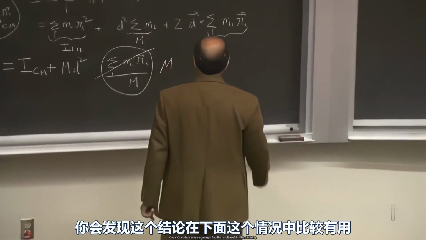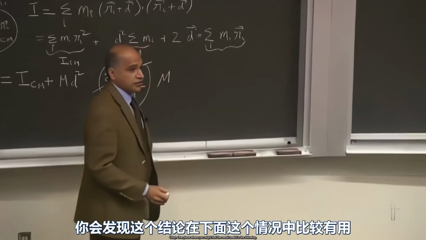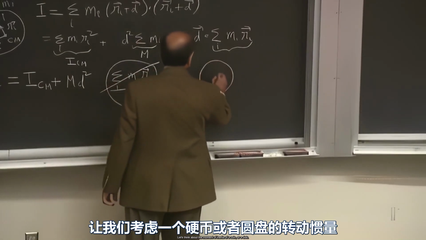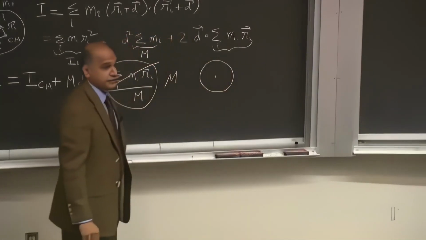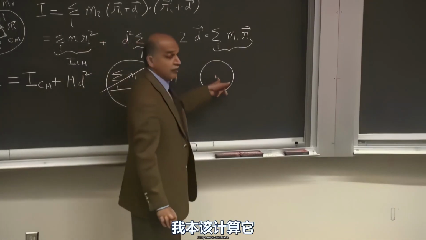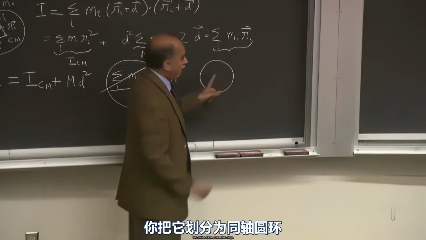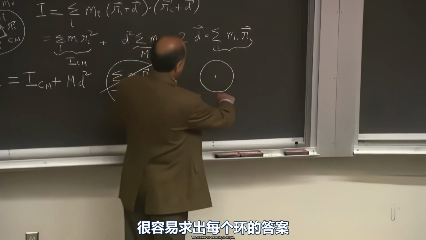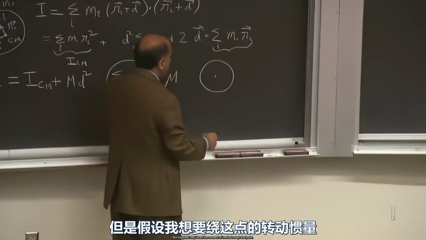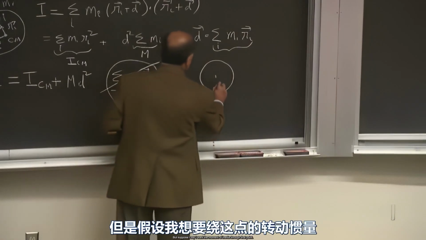Okay. One place where you may find the result useful is the following. Let's think about the moment of inertia of a coin or a disk. If I want the moment of inertia through the center, I showed you how to calculate it. You divide it into concentric rings. The answer for each ring is simple. You do an integral, you get m r squared over 2. But suppose I say I want the moment of inertia through that point.